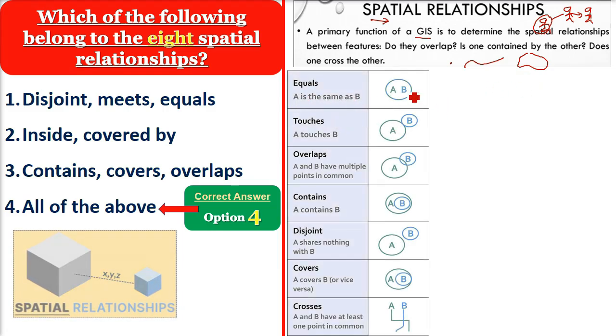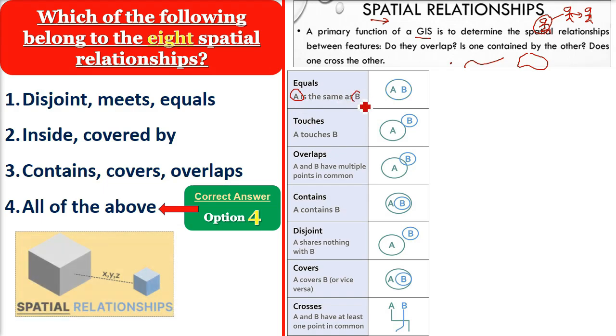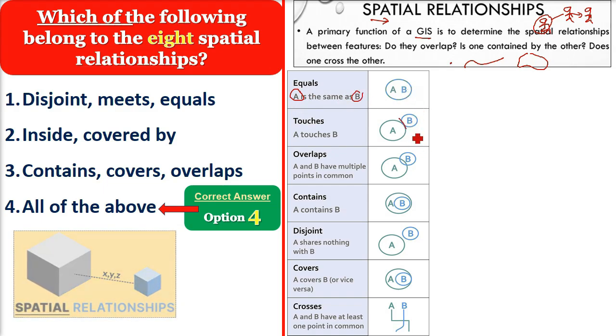So now you see here, these are the 8 spatial relationships. A is equal to B, A is touching B, A is overlapping B. There is a point where they overlap. B is inside A. A and B have no relationship, they are disjoint. A covers all of B, and A and B cross.